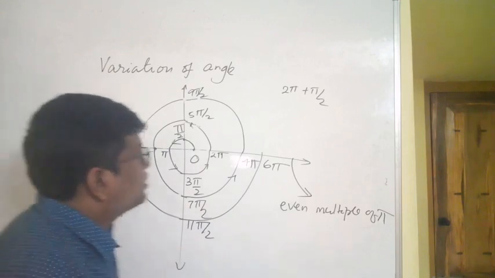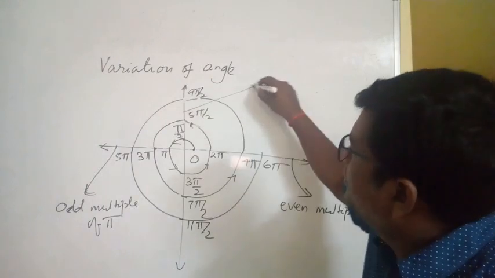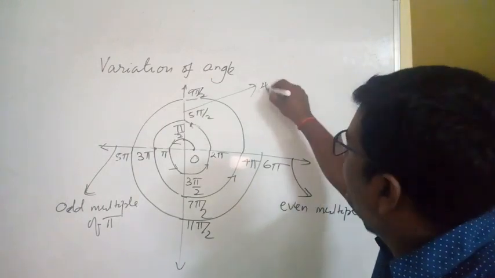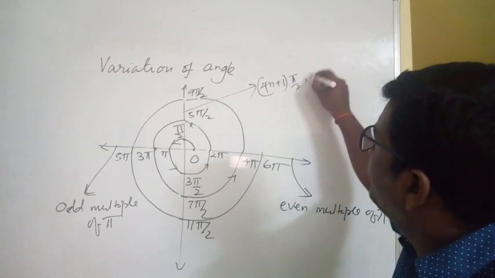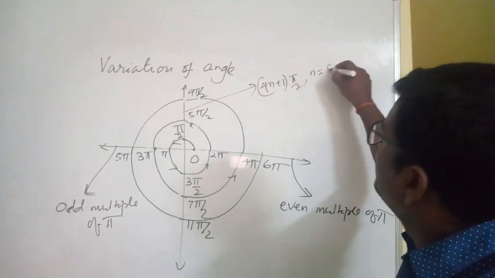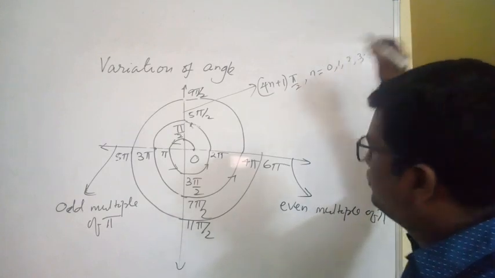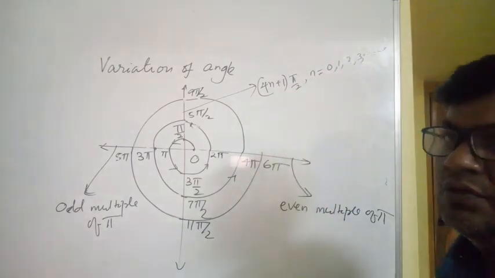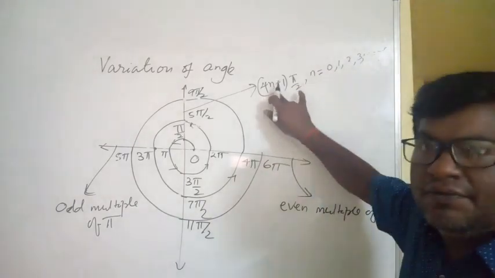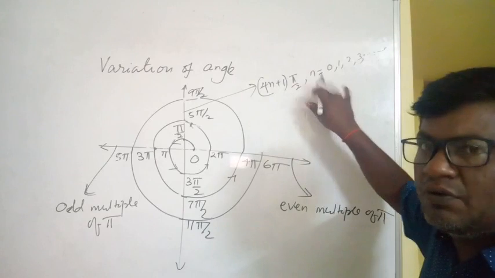So we can write the short form of this as (4n + 1)π/2, where n = 0, 1, 2, 3, 4, and so on. If n = 0, then it is π/2; n = 1, 5π/2; n = 2, 9π/2, etc.